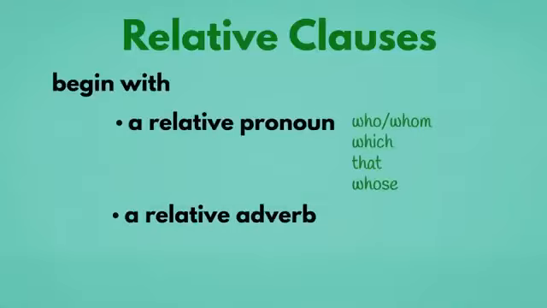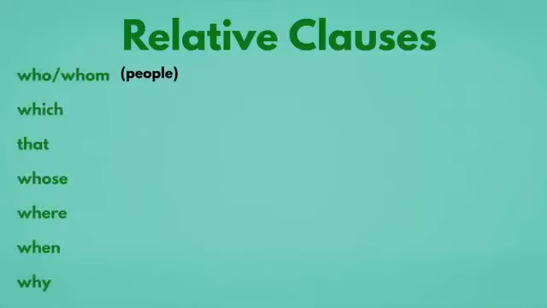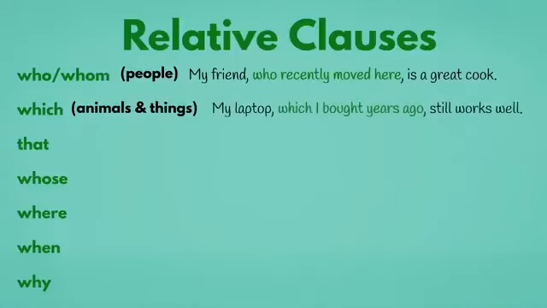Relative clauses begin with a relative pronoun or a relative adverb. It's important that we choose the correct pronoun or adverb to use. Who is used to refer to people. For example, my friend, who recently moved here, is a great cook. Which is used for animals and things. For example, my laptop, which I bought years ago, still works well.